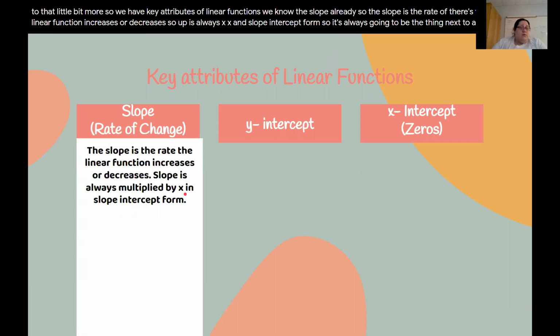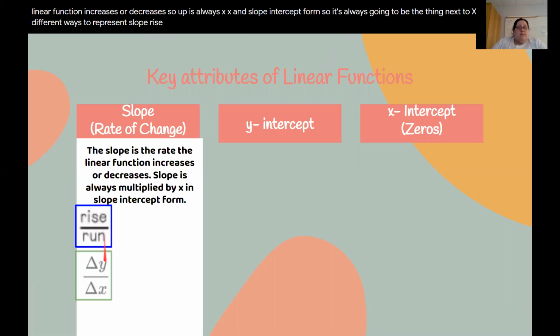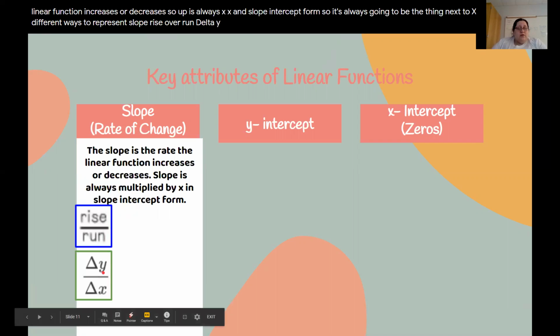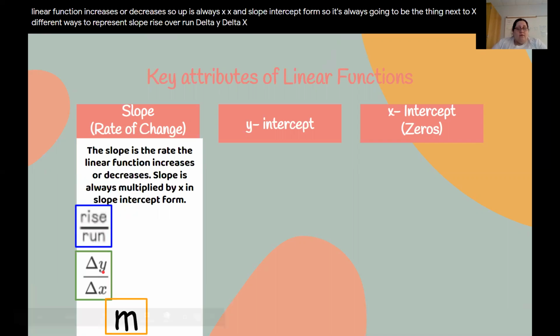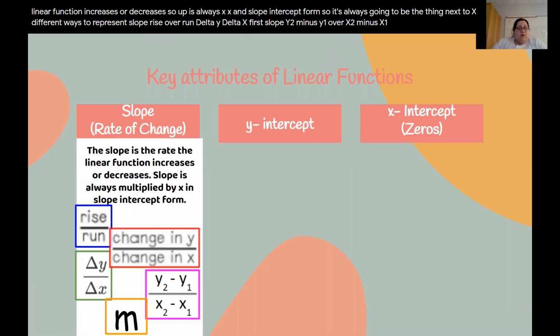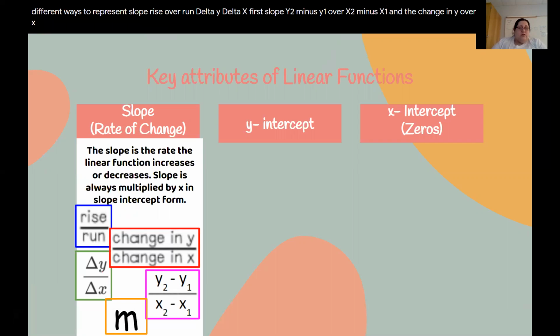And we have different ways to represent slope. Rise over run, delta y, delta x. M is our letter for slope. y2 minus y1 over x2 minus x1. And the change in y over the change in x. These are things that you've seen over the past few days, and they all represent slope.